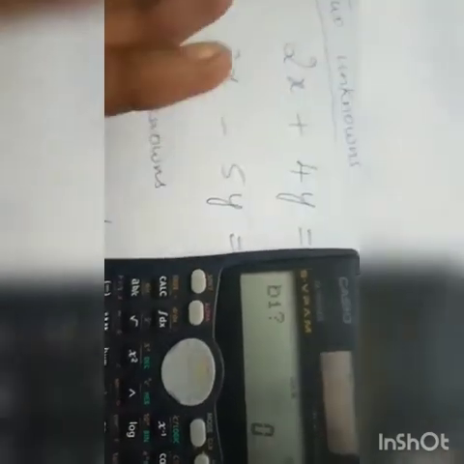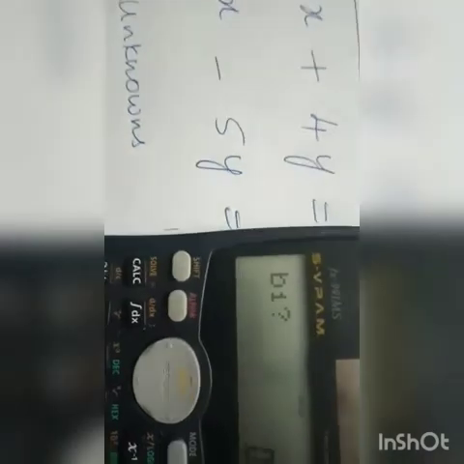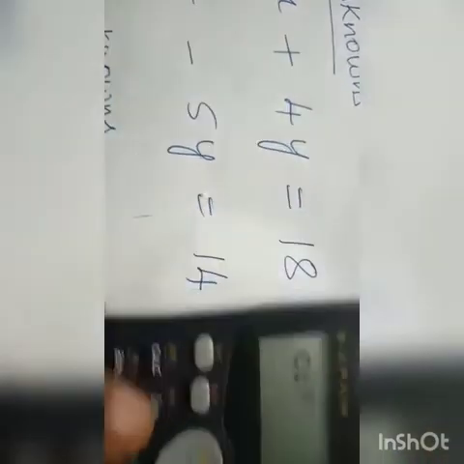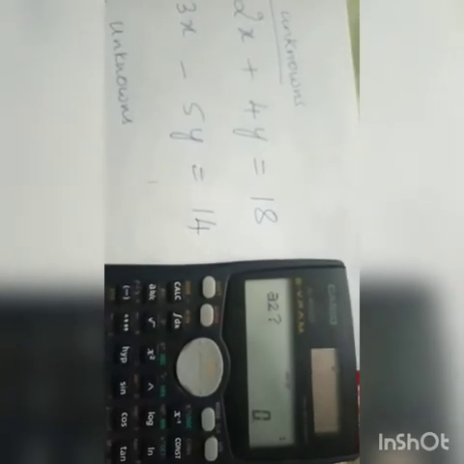Now it has been entered in the memory, but it will not be shown here, right? So now next you have to enter the B1 value. B1 is 4. Press 4 equals. Then you enter the C1 value. What is the C1 value? It is 18. So just type 18 here. Then press equals. That has been assigned.